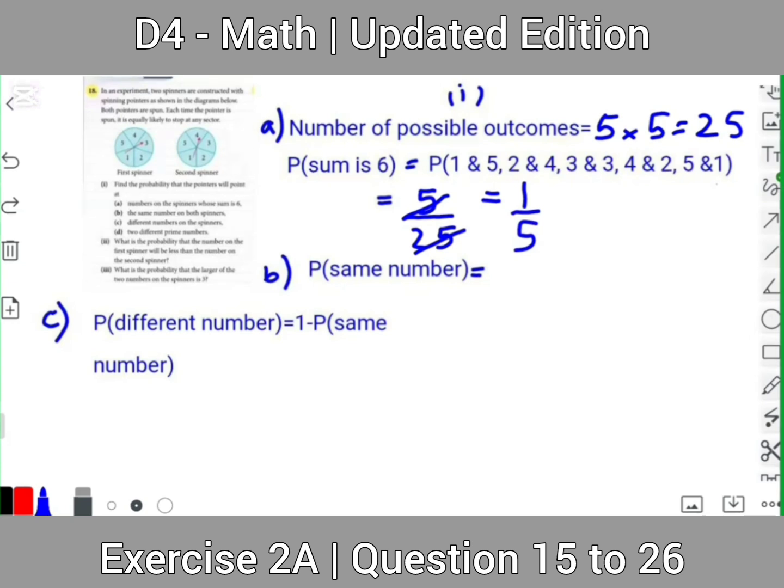Now in part B, we have to find the probability that the pointers will point at the same number on both spinners.